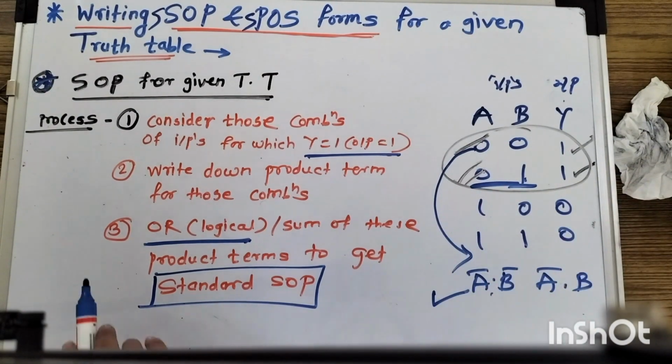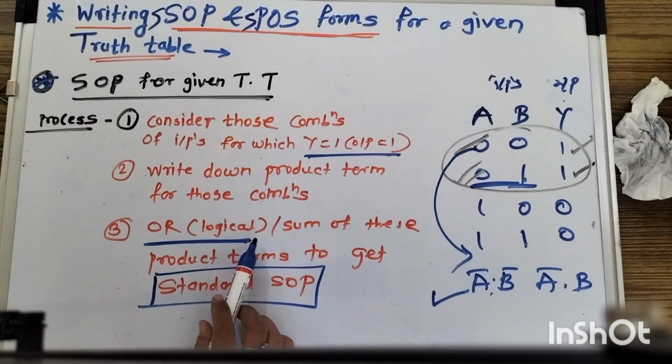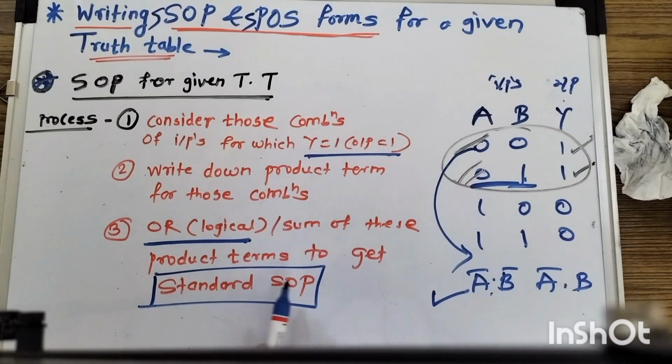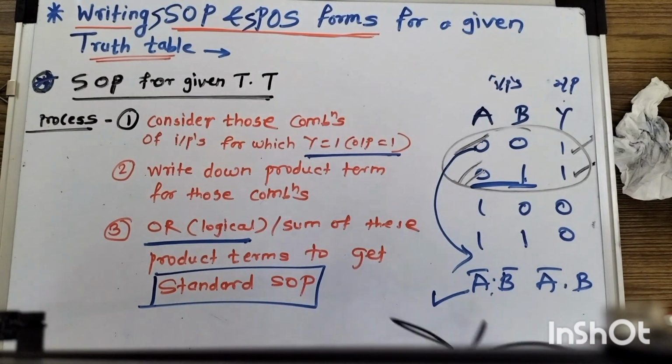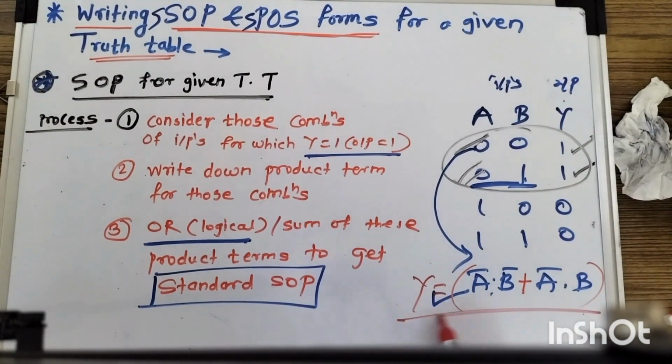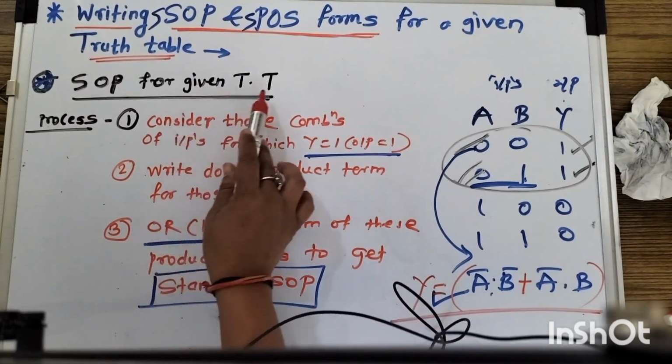Now what is the third step? Here you can see the third step: the logical OR operation, or sum, of these product terms to get the standard SOP form. We just have to do the sum or logical OR operation of these product terms, and this will be our standard SOP form. So this is the process to write the SOP form for a given truth table.